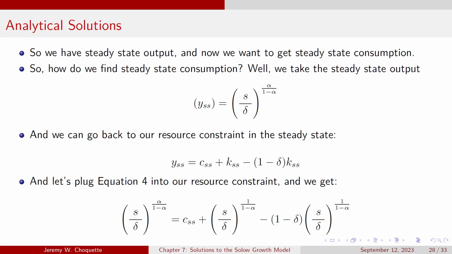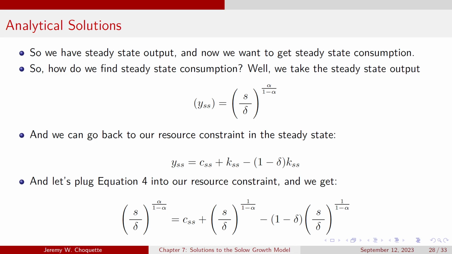Now I want steady state consumption. How do I find steady state consumption? Well, I'll take steady state output and go back to my resource constraint. Because remember, the resource constraint in the steady state was Y_ss equals C_ss plus K_ss minus (1 minus delta) K_ss. I'm going to plug equation 4 into the resource constraint, and I get s over delta to the power of alpha over 1 minus alpha equals C_ss plus s over delta to the 1 over 1 minus alpha, remember K_ss, minus (1 minus delta) times s over delta to the power of 1 over 1 minus alpha.